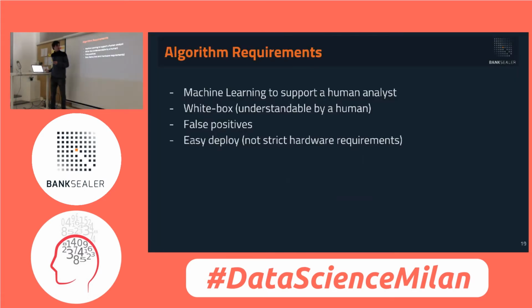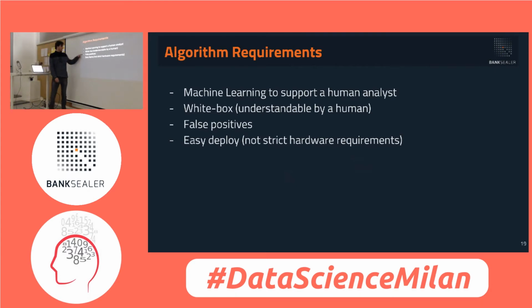So what are the requirements of our algorithms? We are building a system for helping a human analyst catch frauds. The first thing is that this tool should be useful to a human, so it's not something that's completely automatic. Second, it should be white box, so the human should understand what's going on. It shouldn't be a black box or something not understandable. It should be easy to explain what the system is doing.